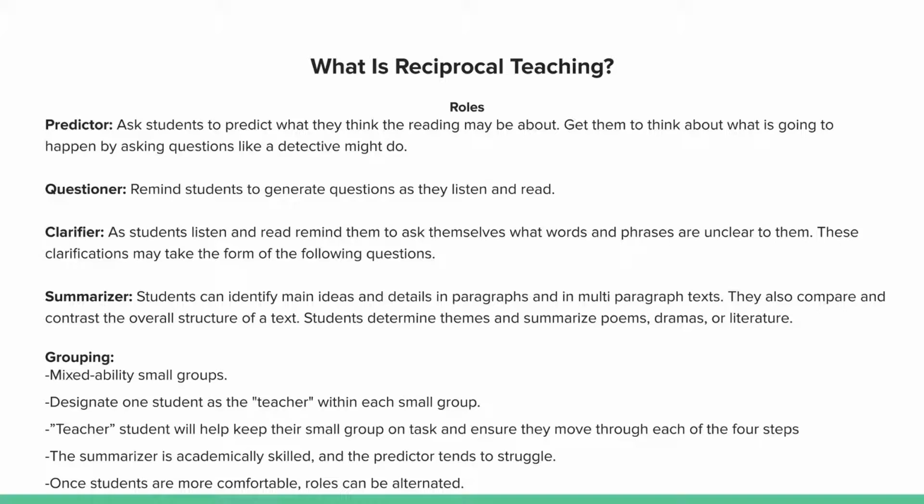So when you go to group kids, mixed ability, small groups is best for this. So usually I take a low, a high, and two mediums when I'm making my group if possible. I designate one student as a teacher within each small group to make sure it's running smoothly, or a manager. The teacher student will help to keep their small group on task and ensure they move through each of the 4 steps. The summarizer is academically skilled and the predictor tends to struggle. And once students are more comfortable, roles can be altered.